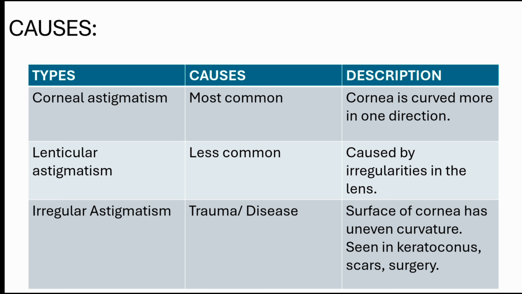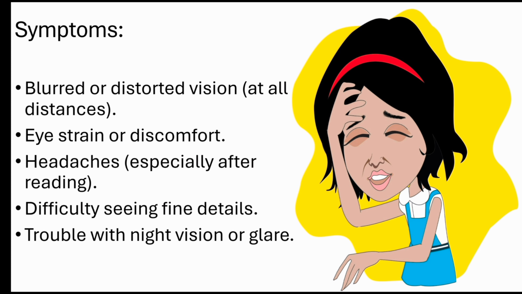Causes of astigmatism. First one is corneal astigmatism. It is most common, and the cornea is curved more in one direction. Lenticular astigmatism is less common, caused by irregularities in the lens. Irregular astigmatism occurs due to disease or trauma. The surface of the cornea has uneven curvature, seen in keratoconus, scars and surgeries. The symptoms of astigmatism are blurred or distorted vision, eye strain or discomfort, headache, difficulty seeing fine details, and trouble with night vision or glare.